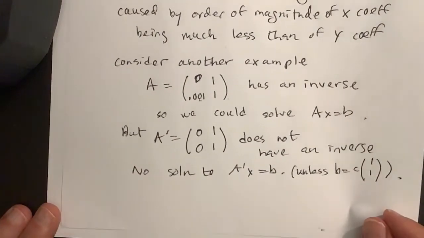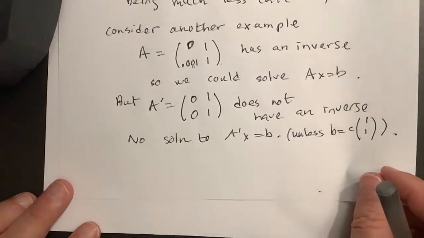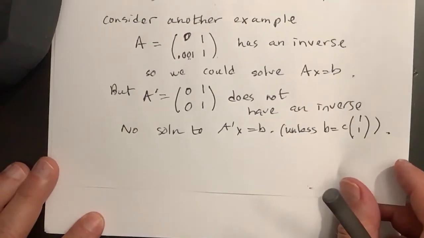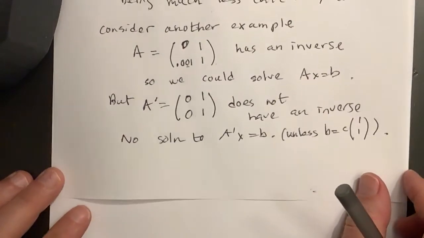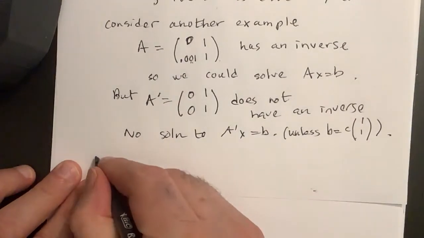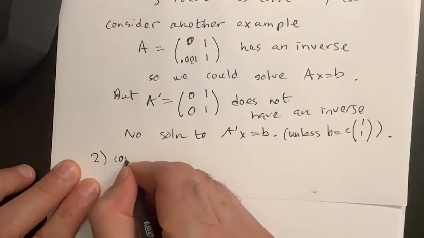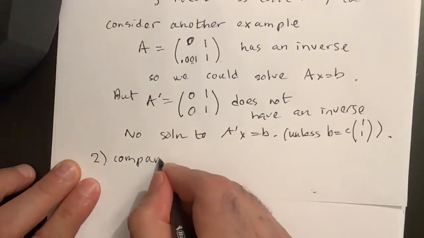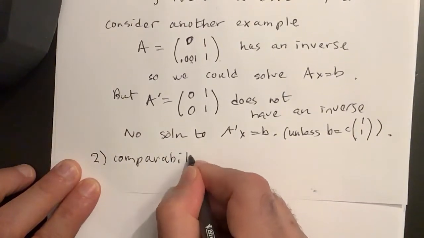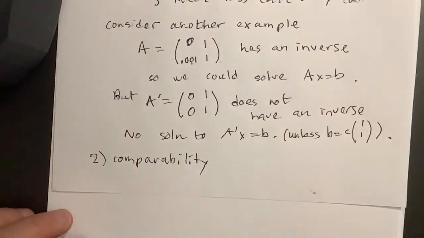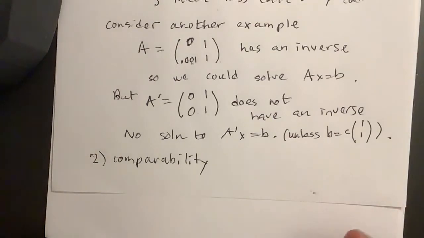The second reason, comparability. So what does this mean? For comparability, what it means is that with greatly different magnitudes of predictors, it can be tricky to look at the regression function and get an intuitive feel for what the regression function means.